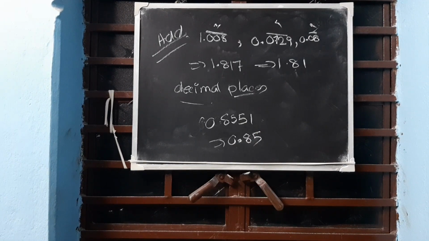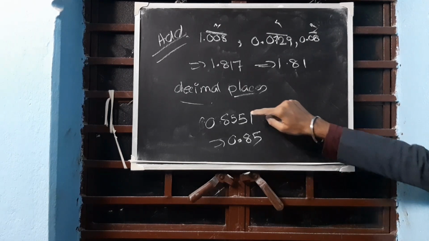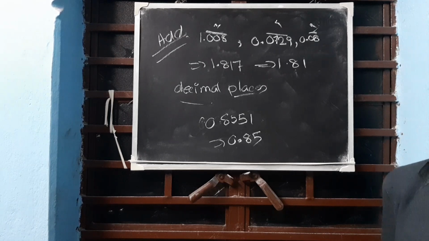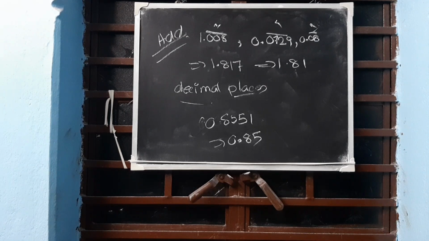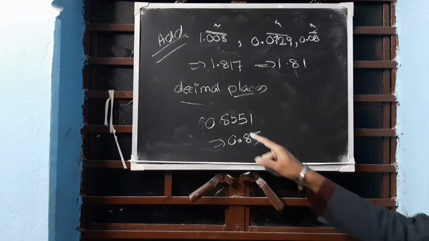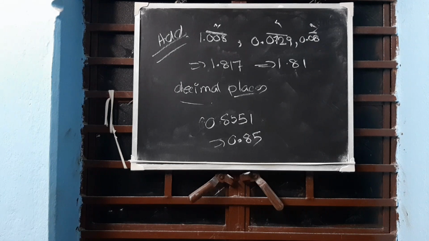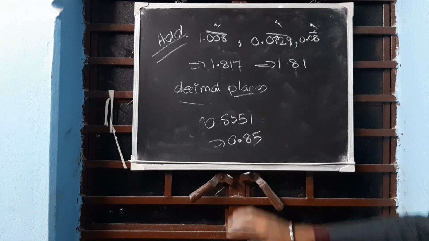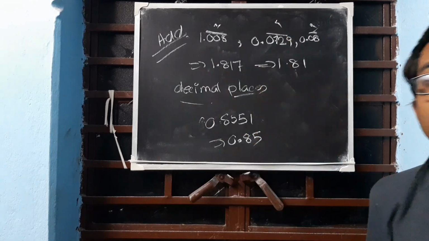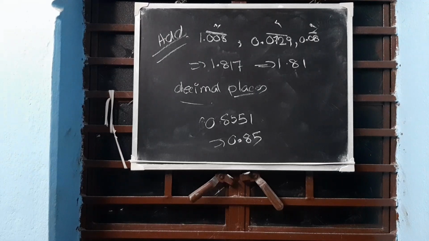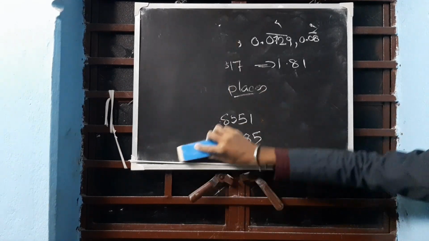Now you might say, sir, 5 is there, why have you not increased it? No. According to chemistry, if it is greater than 5, the digit will be increased by 1, else it will be retained. So equal to 5 will not increase; greater than 5 will increase. Understand? Okay. So this is addition and subtraction. We will be reporting it to the least number of decimal places present in the quantity having the minimum number of decimal places. Done?